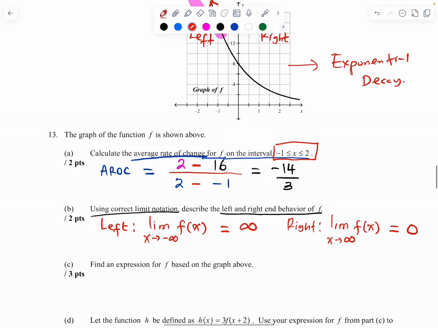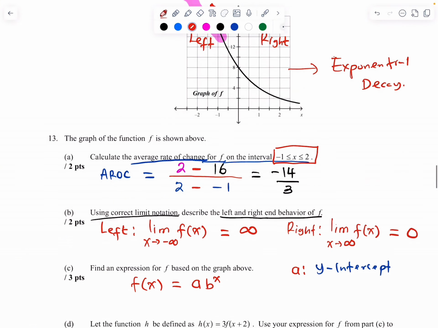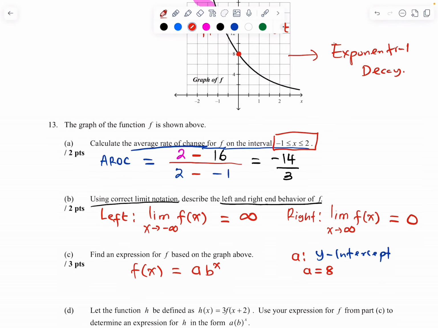Now for the next one, it's saying to find the expression for f. In this case, we said that this is exponential decay. So first of all, let me write down the general formula for an exponential function, which is a b to the x. And we said that a is our initial value and is also called our y-intercept. If I go back to the graph, my y-intercept is 8, so a is equal to 8. And then I have to calculate what b is.